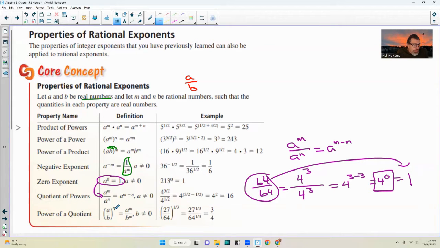Now the power of a quotient, a over b to the power of m, is equivalent to a to the m over b to the m. So in other words, we're doing the same thing as we did up here with power of a product, and the power gets distributed to the numerator and the denominator. So if we have 27 over 64 all to the 1/3 outside, we distribute that 1/3 to both the numerator and the denominator. That's the cube root of 27 divided by the cube root of 64, and we get 3/4. So there is a quick review of the core concepts for the next problems that we're going to do.